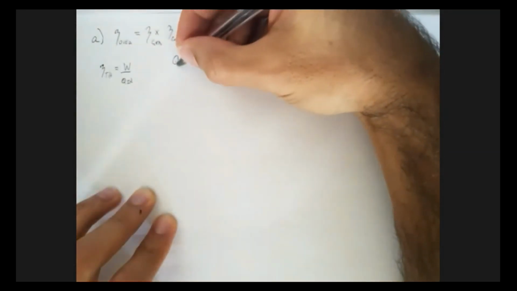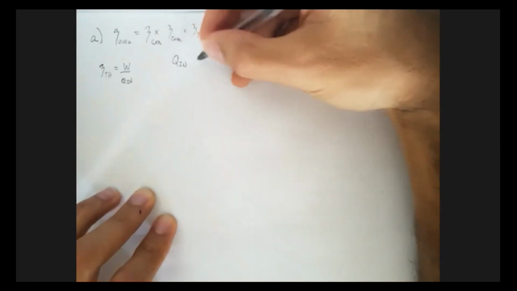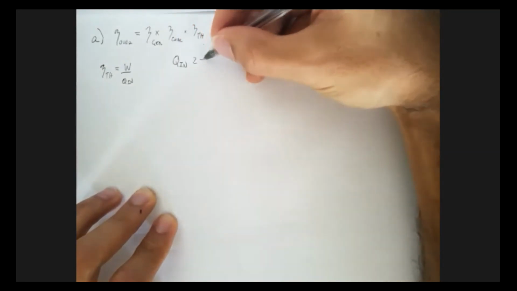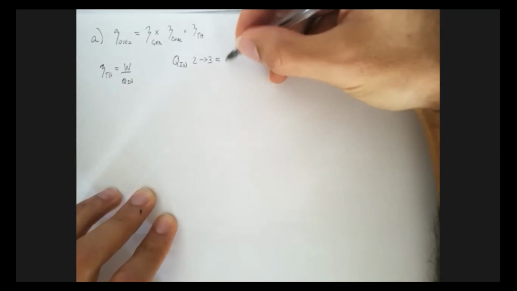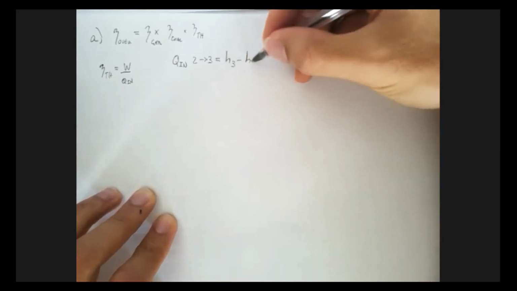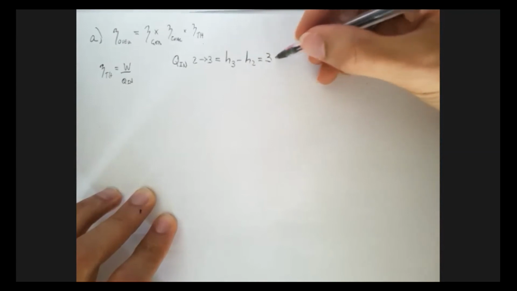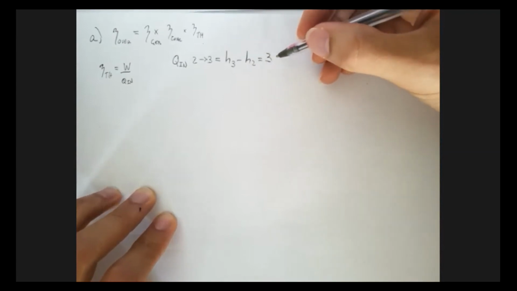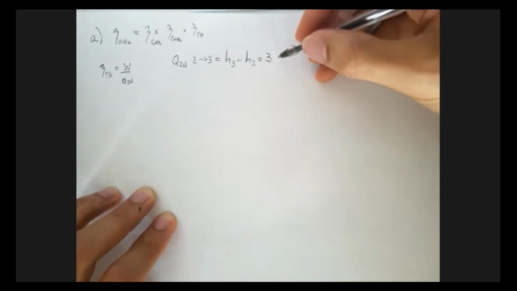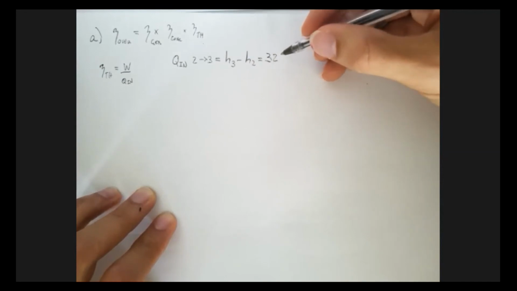My Q in is when I go from state 2 to state 3. That's going to be my enthalpy 3 minus my enthalpy 2, which is the 3,500 that we had from third state minus my 200 that I had from my state 2. So that's 3298.6.